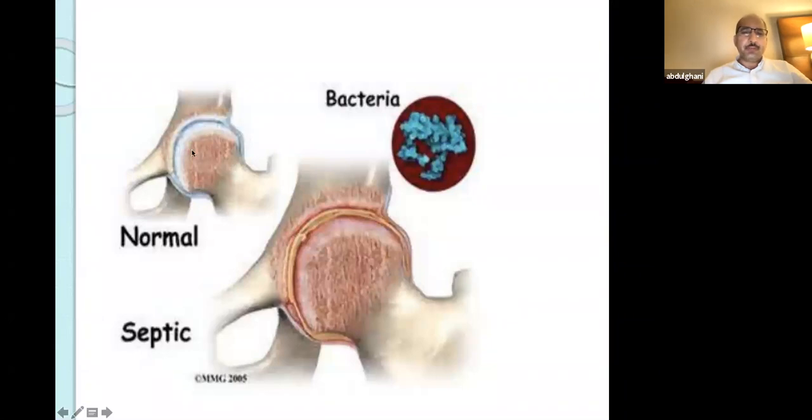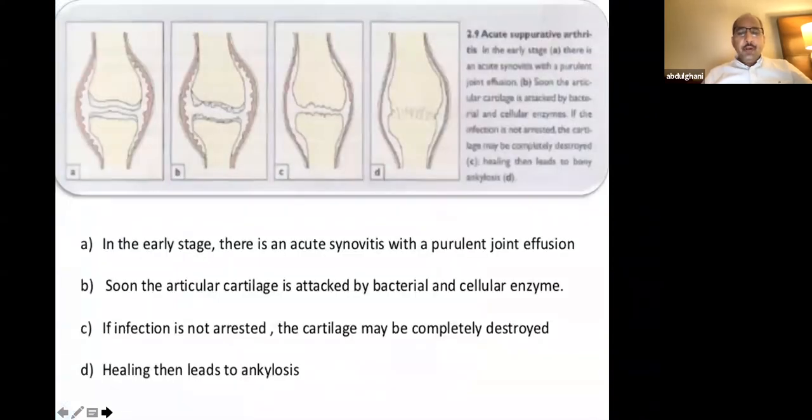If you look at this pictorial view, this is a normal joint with normal cartilage and normal joint space. But look here, there's pus, the cartilage will be destroyed, and the whole joint will start getting damaged. It happens in stages also, although the stages don't take a lot of time compared to tuberculosis, where it takes a bit of time to cross stages, whereas in septic arthritis everything is quick. In the early stage, there is acute synovitis with purulent joint effusion. Soon the cartilage is attacked by bacterial and cellular enzymes, and if infection is not arrested or controlled at this stage, the whole cartilage will be completely destroyed and it will lead to healing by ankylosis.